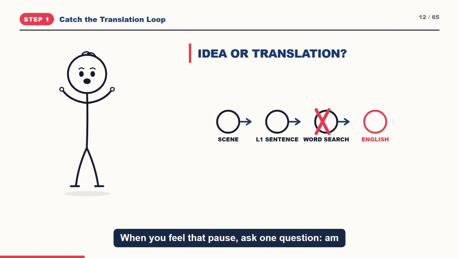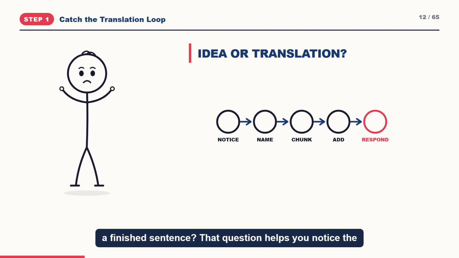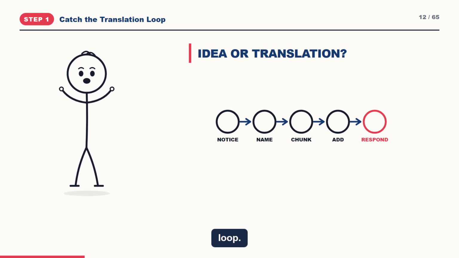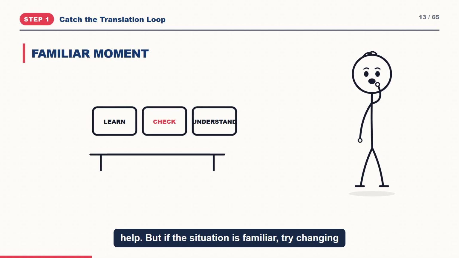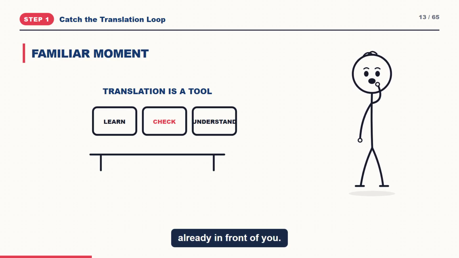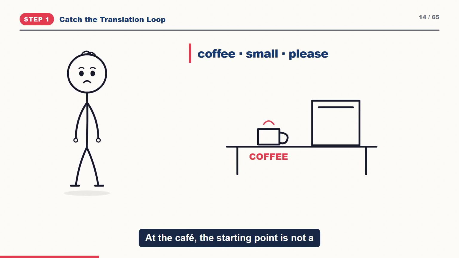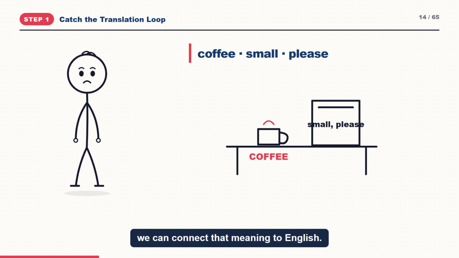When you feel that pause, ask one question. Am I finding an English idea, or am I translating a finished sentence? That question helps you notice the loop. If the idea is new or difficult, translation may help. But if the situation is familiar, try changing the starting point. Look at the meaning that is already in front of you. At the cafe, the starting point is not a perfect sentence. It is simply, "Coffee, small, please." Now we can connect that meaning to English.